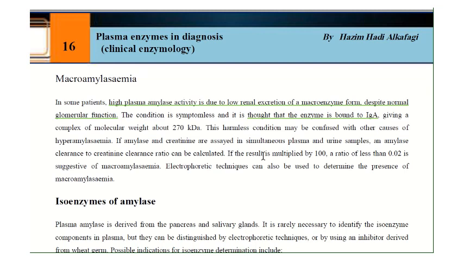If amylase and creatinine are assayed in simultaneous plasma and urine samples, an amylase clearance to creatinine clearance ratio can be calculated. If the result is multiplied by 10, a ratio of less than 0.02 is suggestive of macroamylasemia. Electrophoretic techniques can also be used to determine the presence of macroamylasemia.